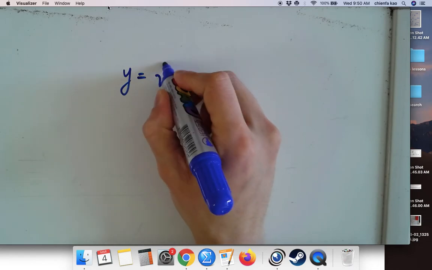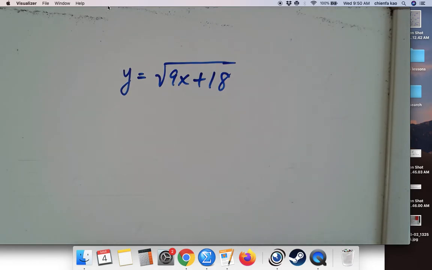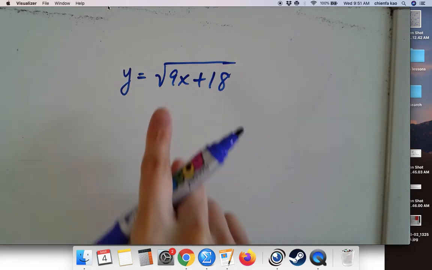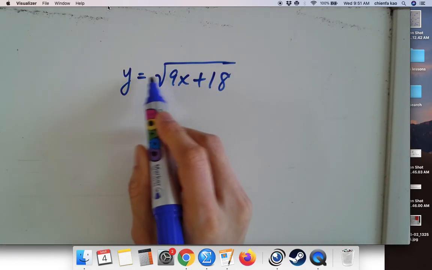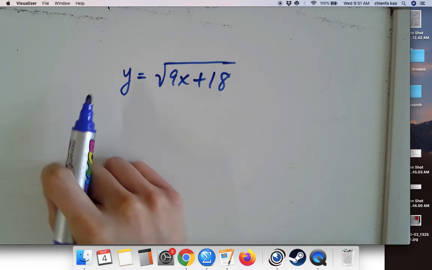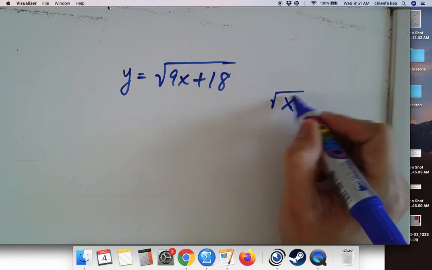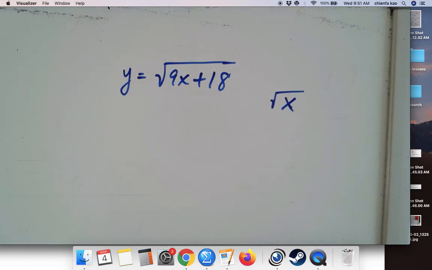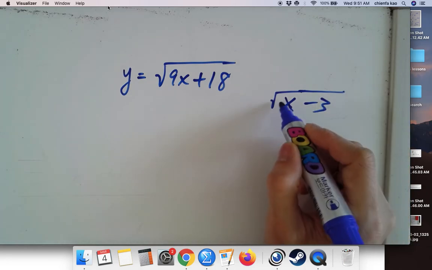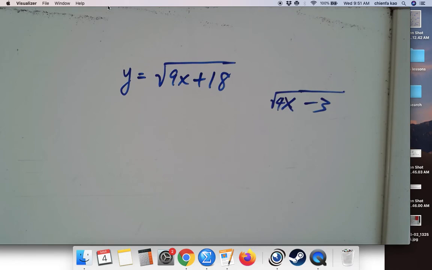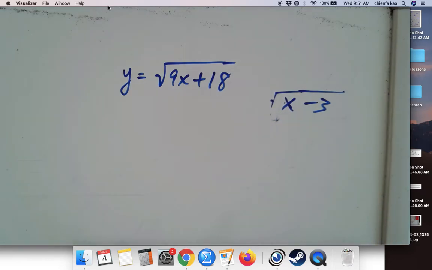Y equals square root of 9x plus 18. Okay. However, this problem looks a little different because normally whenever we shift left and right, up, down, compression, flipping, reflection, whatever, it's always square root of 1x. So this time it's 9x. So what I mean is, we can tell that it's been shifted 3 to the right. But if it's this number, then you don't know properly. So you have to make this function look like something that you know what to do.